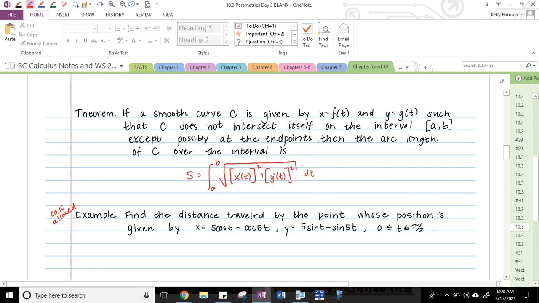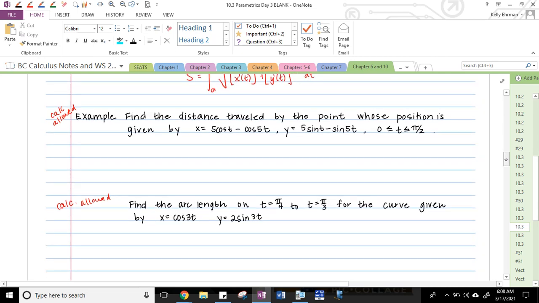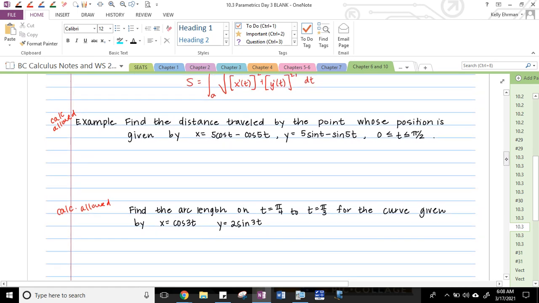All right, we're going to use the calculator for this example. These often are calculator problems, but not necessarily always. Find the distance traveled by the point whose position is given by this parametric equation and this one on the t interval 0 to pi over 2.